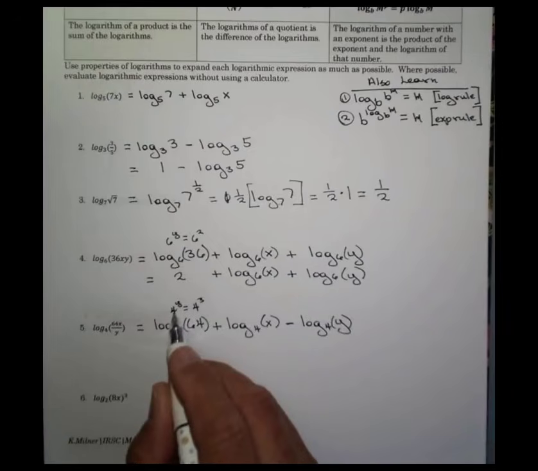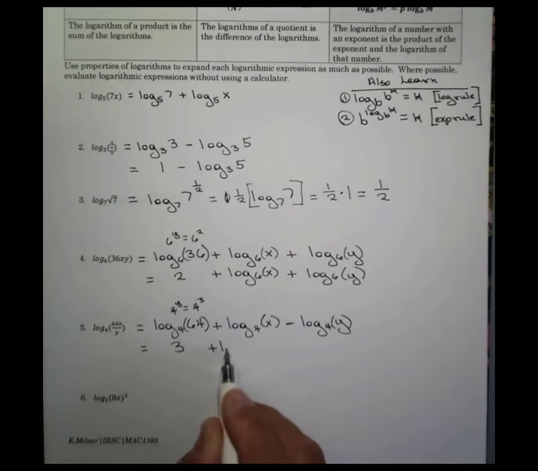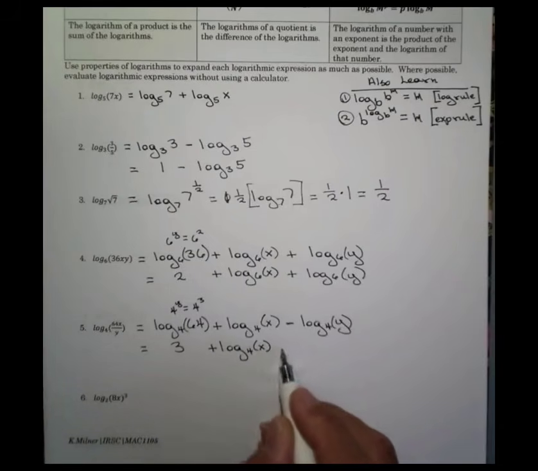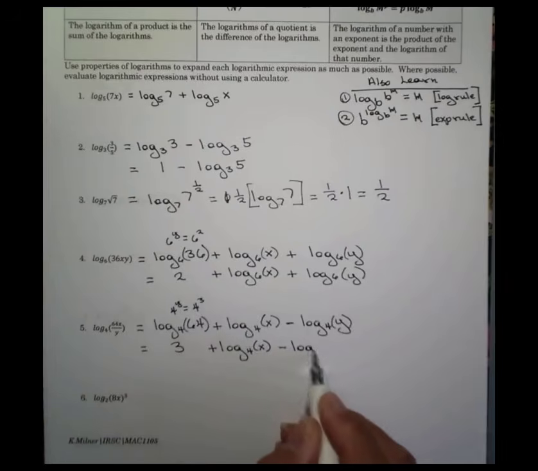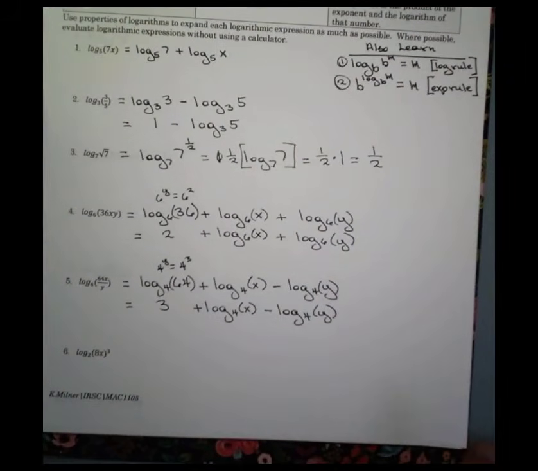That's what 64 is. Therefore, this value, log base 4 of 64, is really equal to 3. And then I say plus log base 4 of x minus log base 4 of y. Okay, next. For the next one, see if I can get this straight so you can see what I'm doing here.